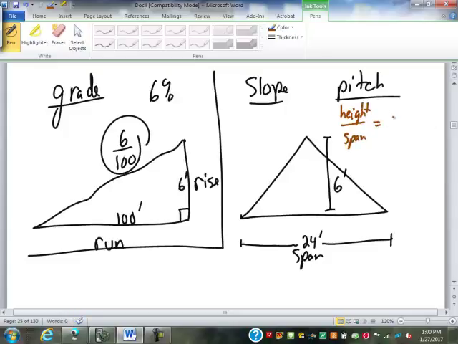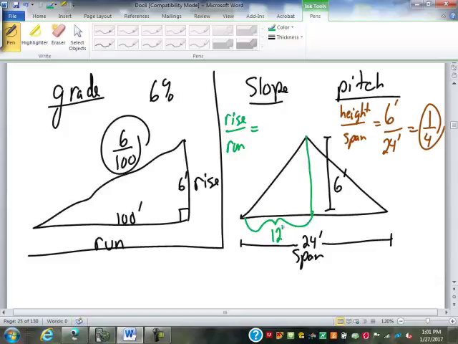So what's the height? 6 feet. What's the span? 24 feet. That reduces to a 1/4 pitch. It's a 1/4 pitch. Slope is rise over run. So the rise is still 6 feet, but the run is only that much. Half the span. It's 6 feet over 12 feet. Usually slope is given as out of 12. It's actually inches of rise per foot of run, or per 12 inches of run. So that would be a 6/12 slope.